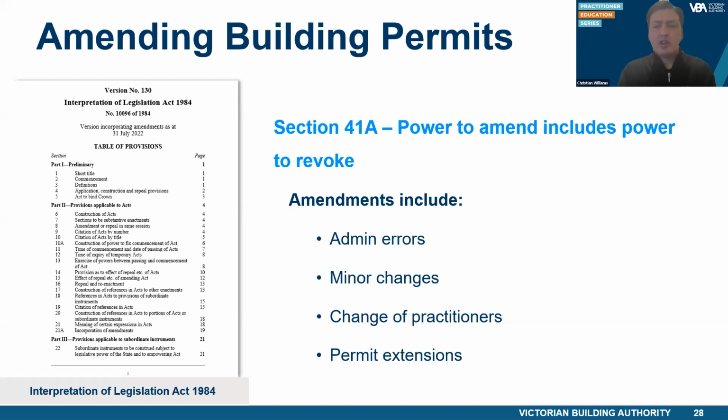The RBS should not amend a building permit unless they are satisfied it's more appropriate to amend a building permit than to issue a new one. Some circumstances where it may be appropriate are for administrative errors, minor design changes, change of the owner, building practitioner, architect or engineer, or extending the commencement or completion dates of the building permit.